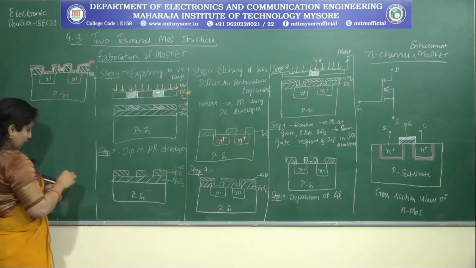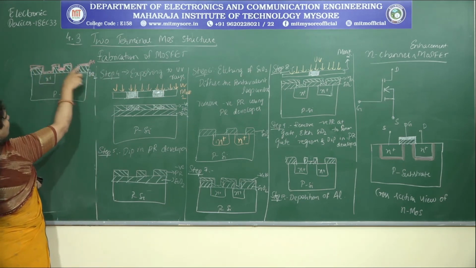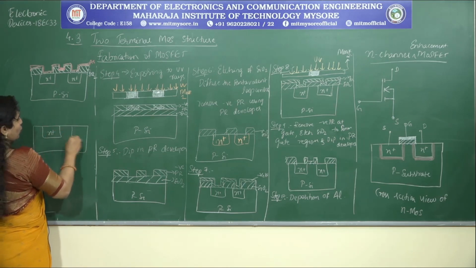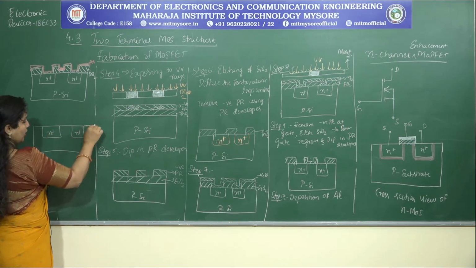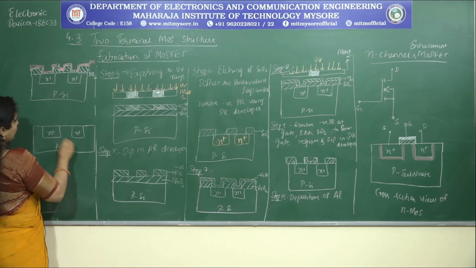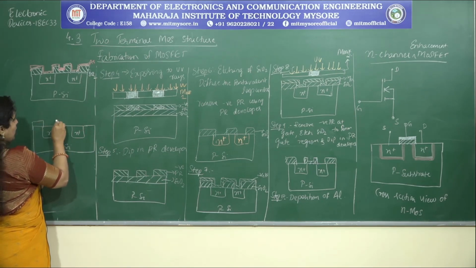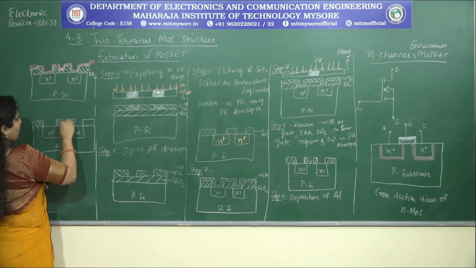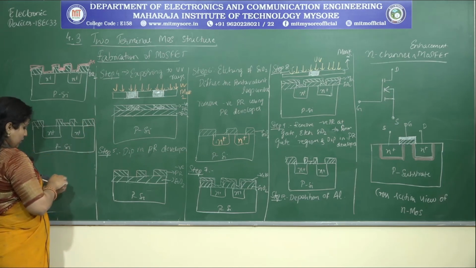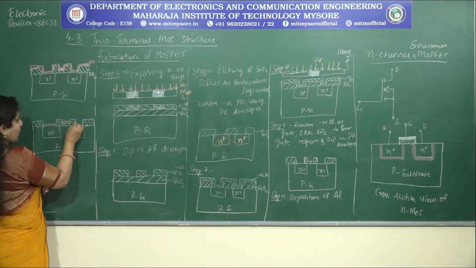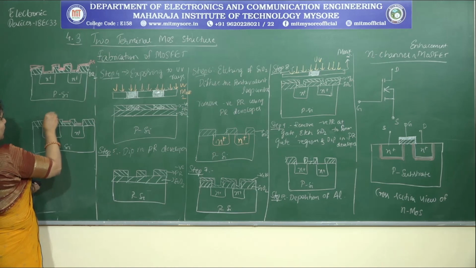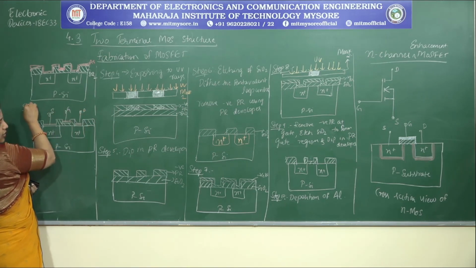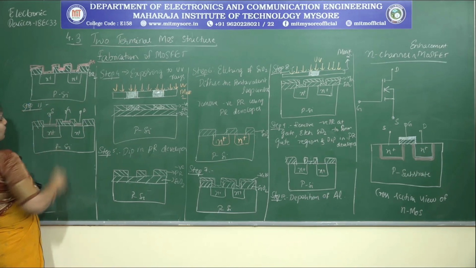Now once I am done with the aluminum deposition, I will etch the aluminum wherever I am not required, and the rest all wherever I want to form source, drain and gate. That is the regions where I will be keeping the metal contacts, and the resultant will be as follows. So this is where I will be getting the source, gate and the drain, and this is step number 11.